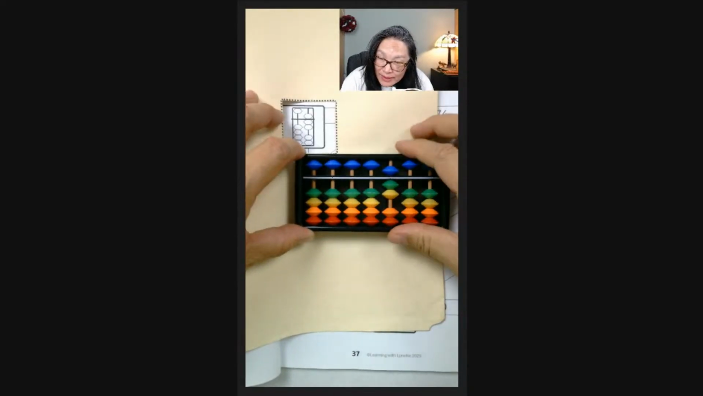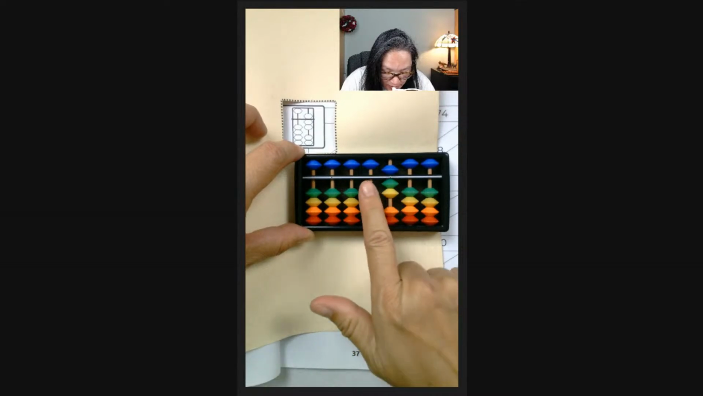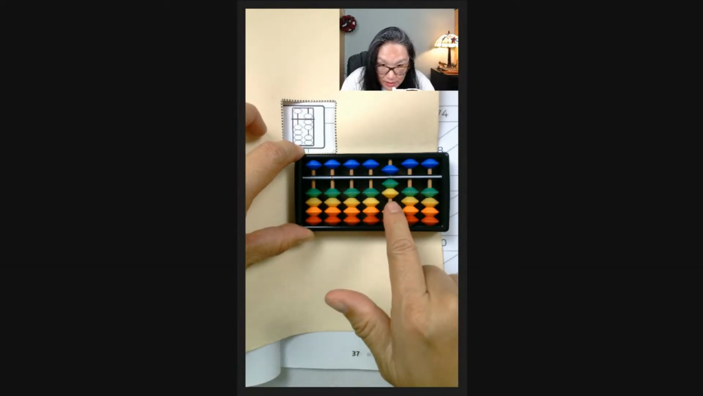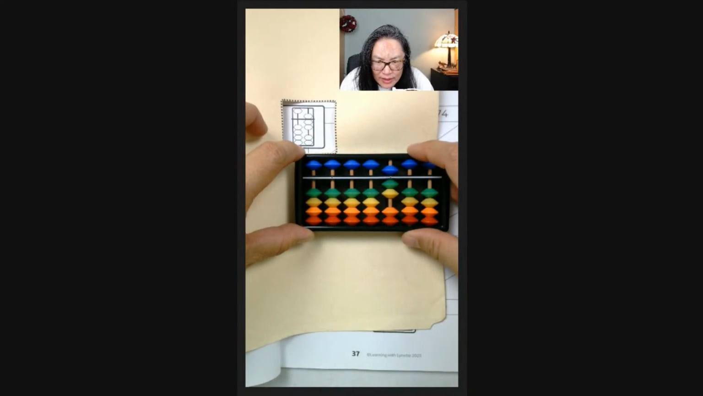Oh, you guys can't see that. So if I did this, this is my ones place, this is my 0. My ones, this is my tens. I understand now, right? Oh, thank you.